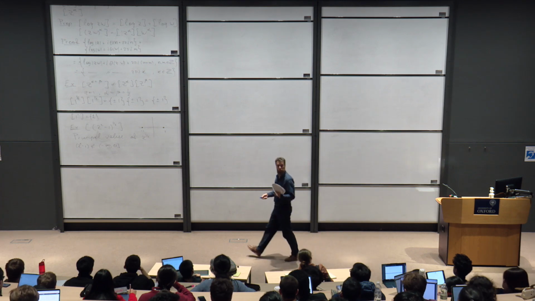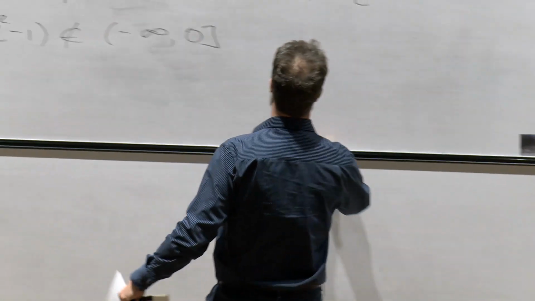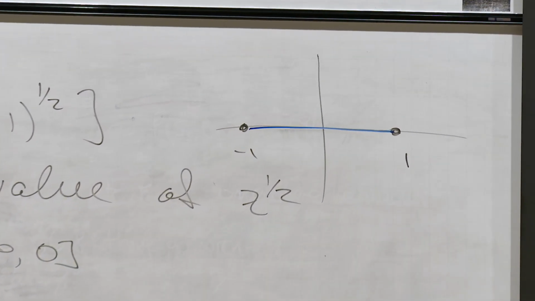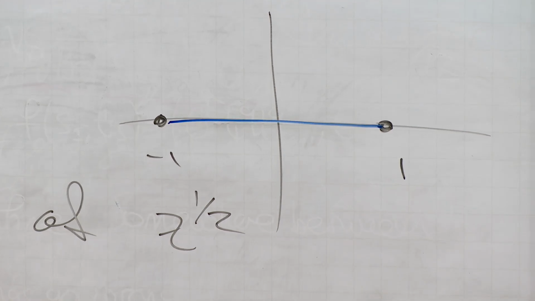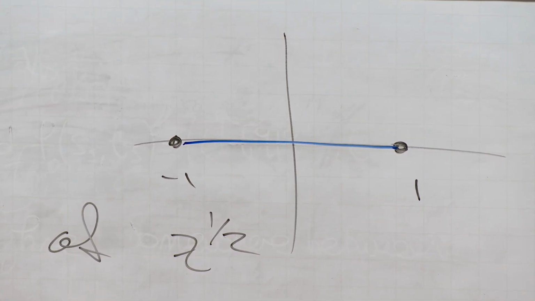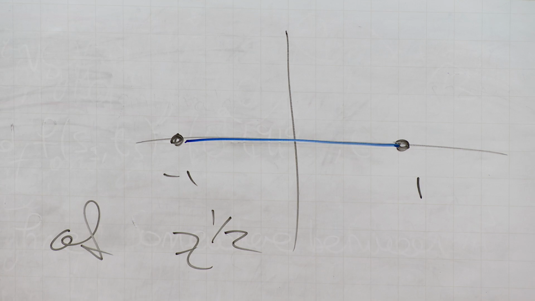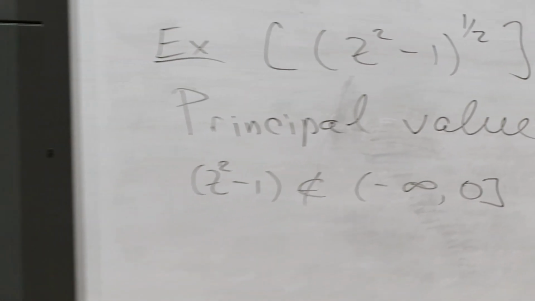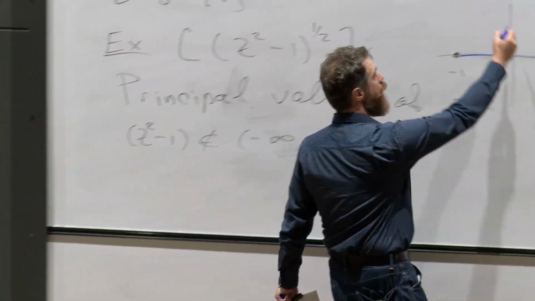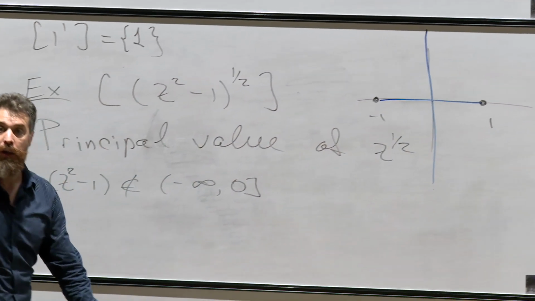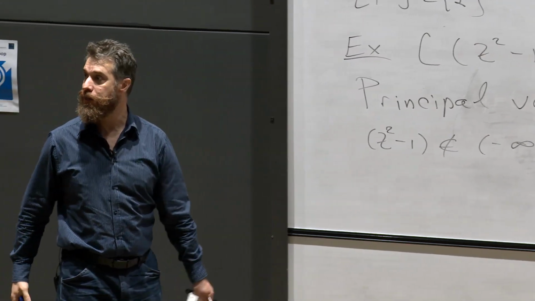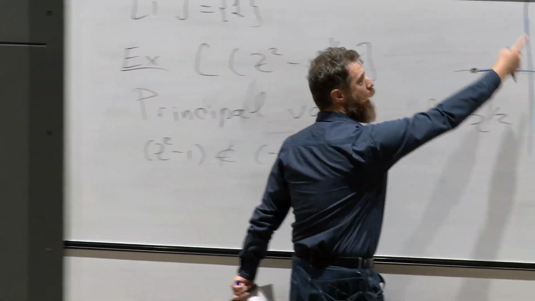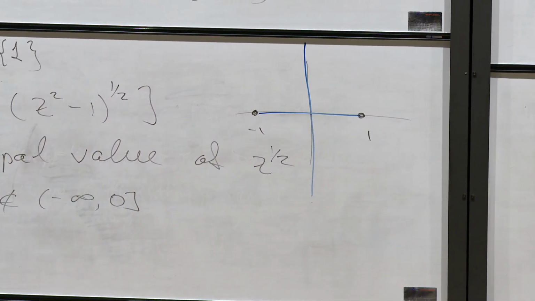So clearly, if z is real and between -1 and 1, then its square is less than 1, so this is negative. Do we have anything else? Yes, if z is purely imaginary, then its square is negative real. So this is our problematic set.